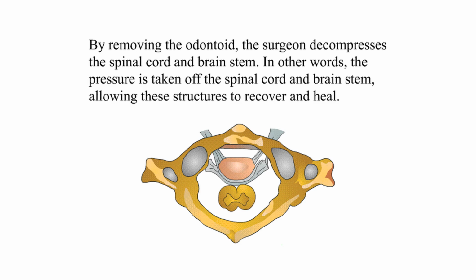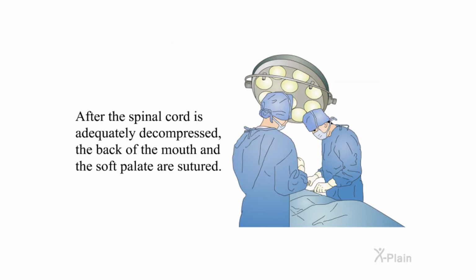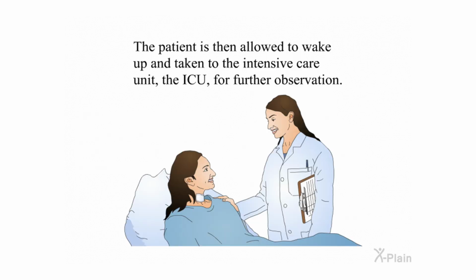By removing the odontoid, the surgeon decompresses the spinal cord and brainstem. In other words, the pressure is taken off the spinal cord and brainstem, allowing these structures to recover and heal. After the spinal cord is adequately decompressed, the back of the mouth and the soft palate are sutured. The patient is then allowed to wake up and taken to the intensive care unit, the ICU, for further observation.